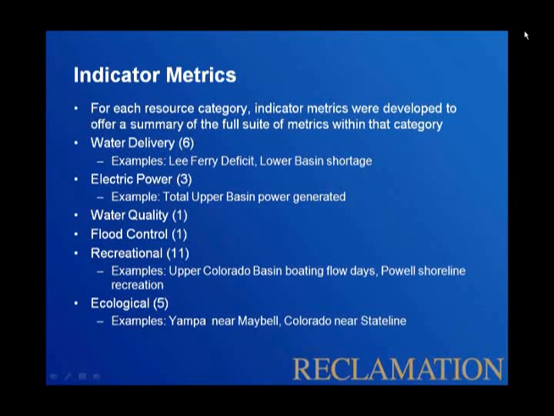Recreation actually had 11 indicator metrics. This is for 2 reasons. One is that it tends to be a more distributed resource and harder to aggregate, but also we had multiple types of recreation. We had this idea of a boating flow day, but we also had shoreline recreation at our reservoirs. Last, the ecological metrics were summarized into 5. 2 examples here are the Yampa near Maybell and the Colorado near state line.